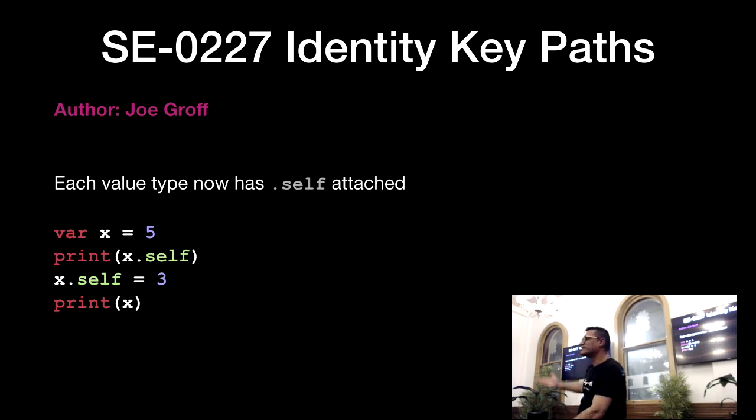You assign x the value of 5. You print x.self, it will give you 5. You assign x.self as 3, and you print x, it will still give you 3. So basically .self is the same as the actual value. But make a note, this is lowercase self, because in 5.1 there's an uppercase Self, which I'll come to at the end.